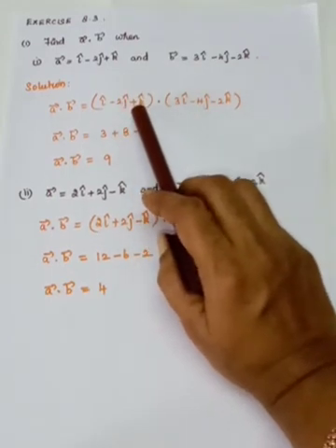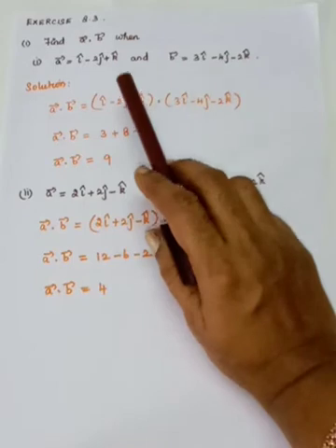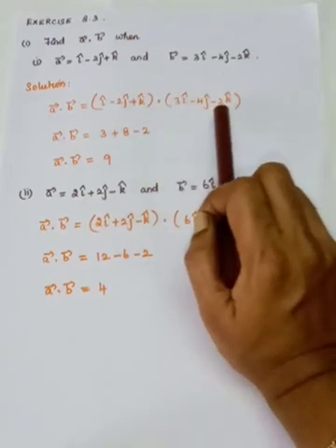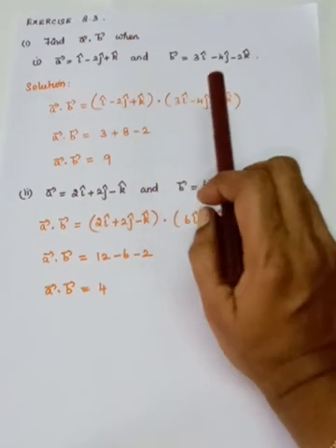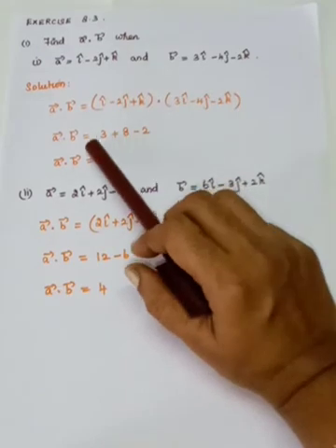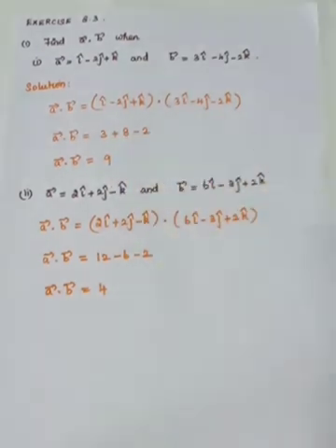The same way, take the coefficient of k cap, which is 1. So in the next vector, what is the coefficient of k cap? That is minus 2. 1 into minus 2 is minus 2. So if you add the numbers, the answer is 9.